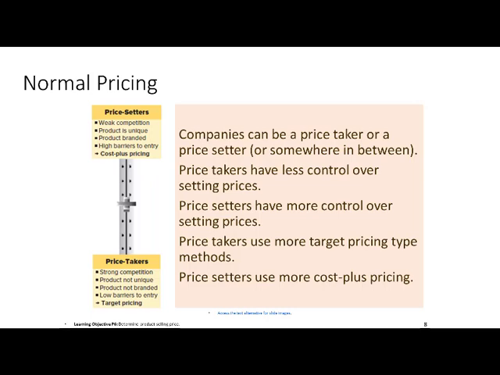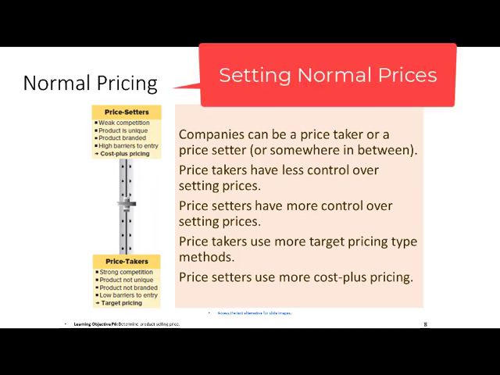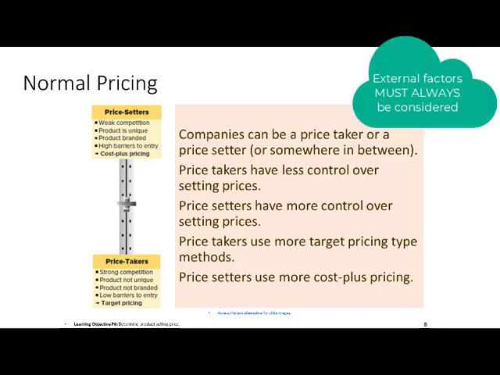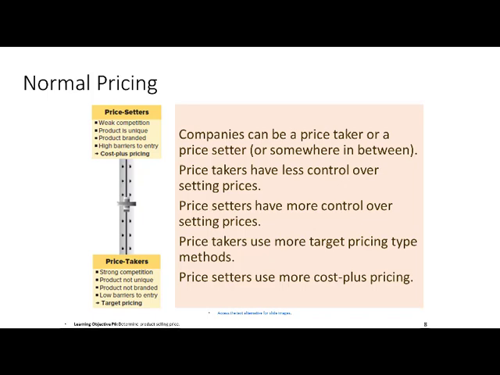Let's talk about setting normal prices. Pricing decisions are one of the most important decisions that managers can make. They are also sometimes one of the most difficult decisions. Managers always need to consider outside or external factors involving supply and demand and apply them to a product or service pricing. It's important for managers to understand the setting in which they set prices.